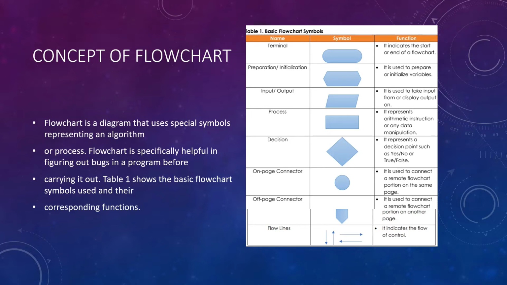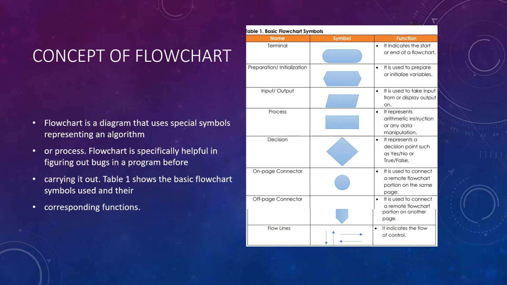Terminal. It indicates the start or end of a flowchart. Preparation or initialization. It is used to prepare or initialize variables. Input or output. It is used to take input from or display output on. Process. It represents arithmetic instructions or any data manipulation. Decision. It represents a decision point such as yes or no or true or false.